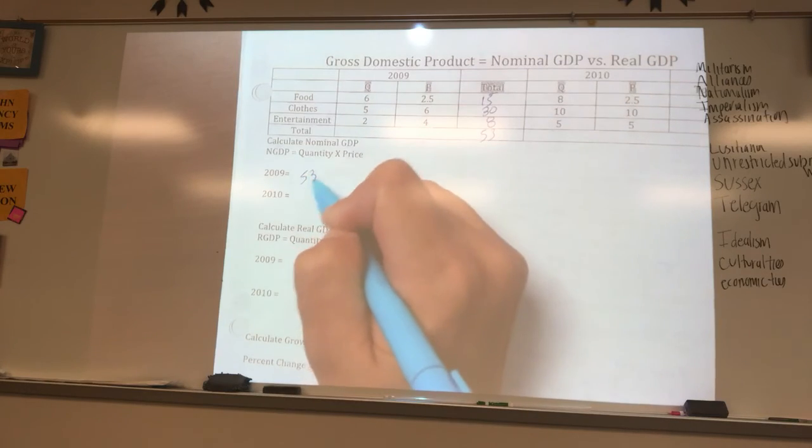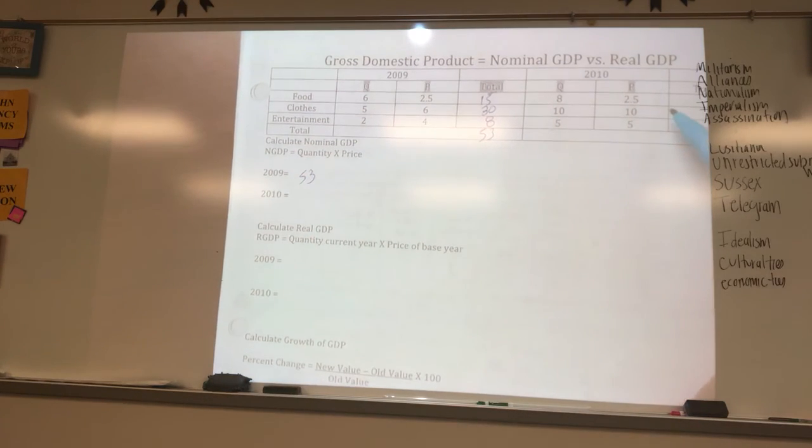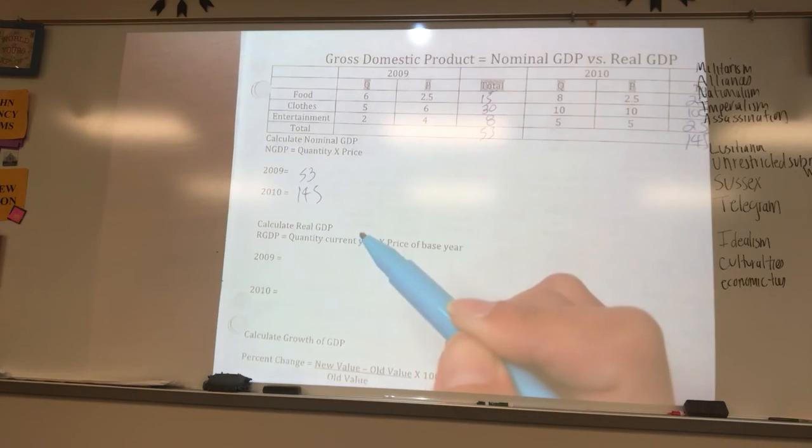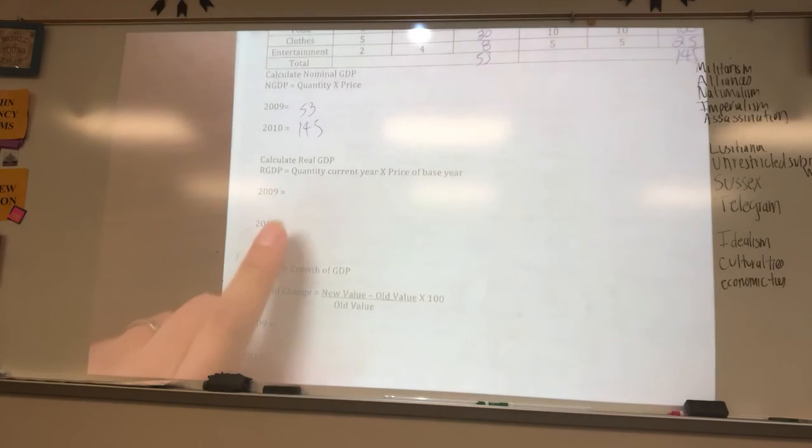53. So for 2010, what did y'all get for food? 20. What did y'all get for clothes? What did y'all get for entertainment? So when you total that up, they gave you a nominal GDP for 2010 of 145. Right? Is that correct? Okay, so now try this next one.